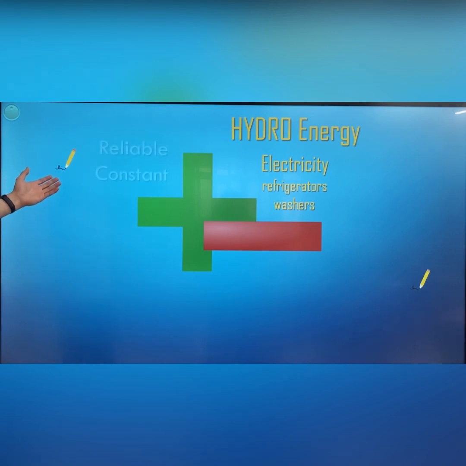Let's take a look. First, they are reliable, meaning that you can count on them to make energy. It's limitless and also it doesn't disappear. So we say that it's reliable. It's also constant, meaning that it will continue to produce energy in a cycle, so we will never run out. So those are the positives or the pros of hydro energy.